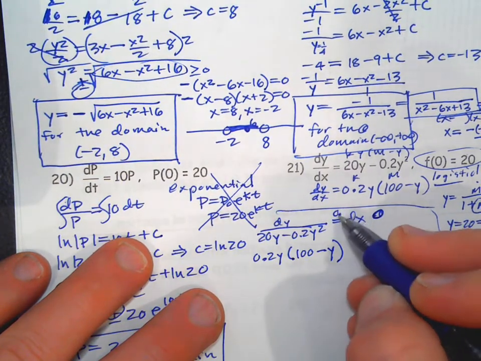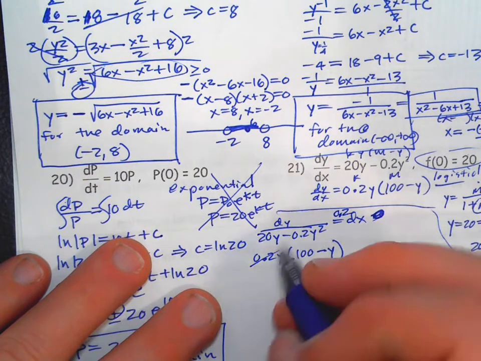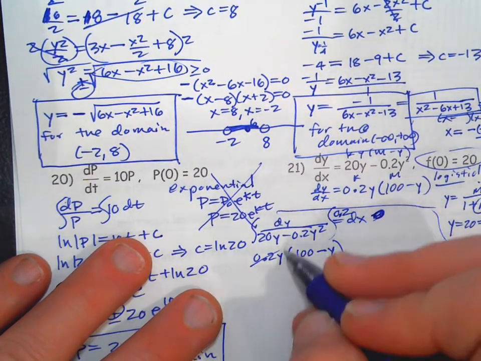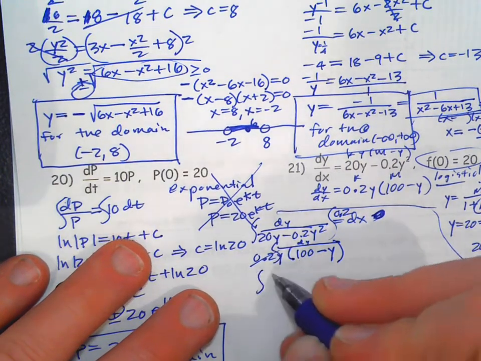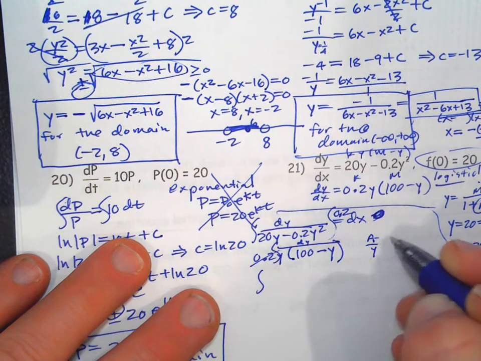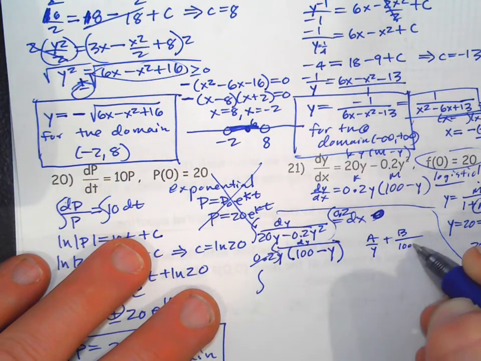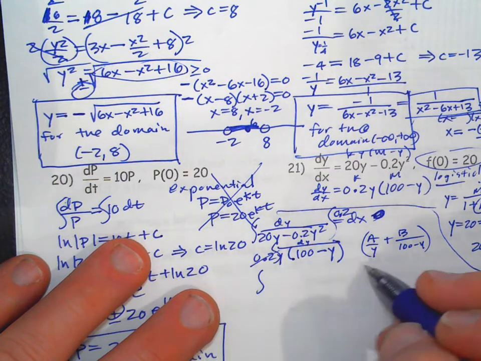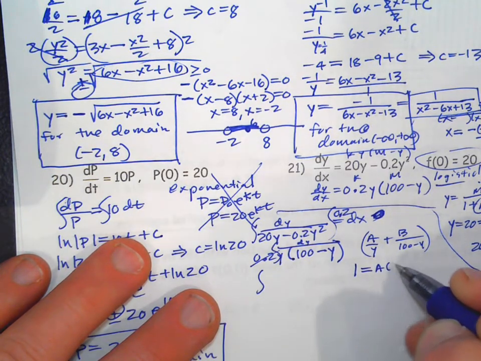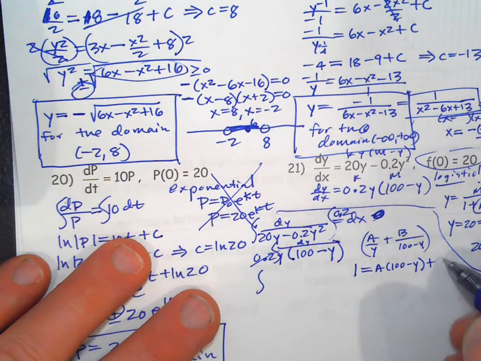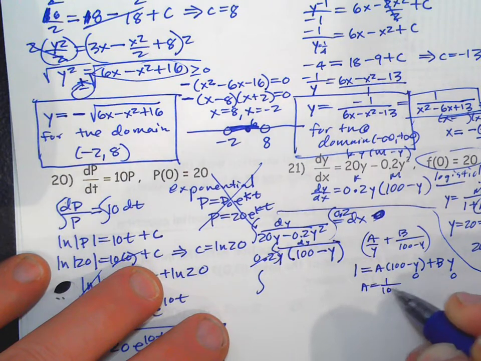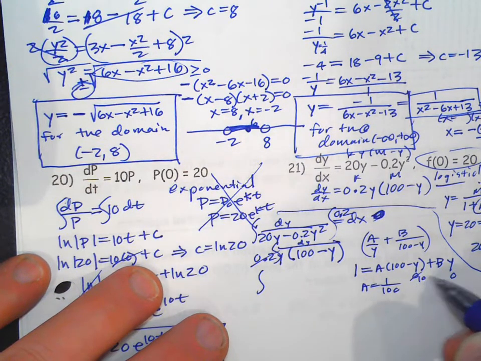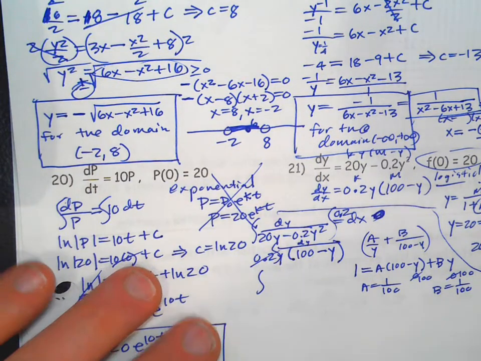And then now we're going to have to do partial fractions. So that's one of the challenges here. So it's going to be a over y plus b over 100 minus y. So we're going to multiply through by the least common denominator. Plug 0 in first, and a equals 1 over 100, and then plug in 100, and b equals 1 over 100. So they're the same.